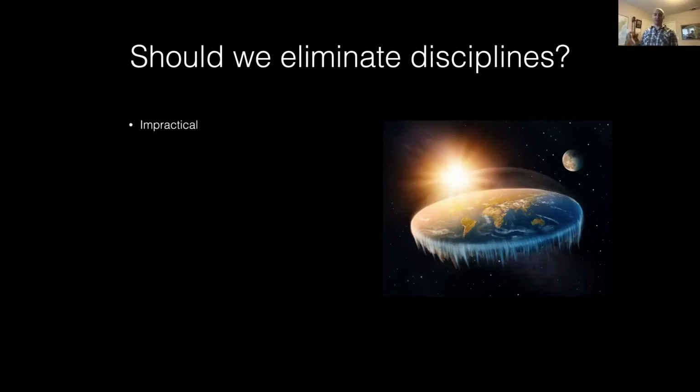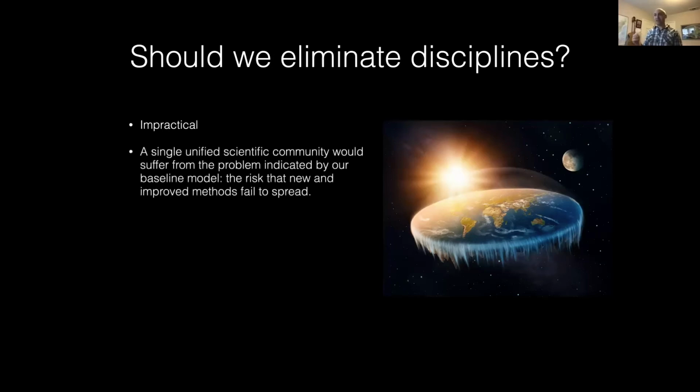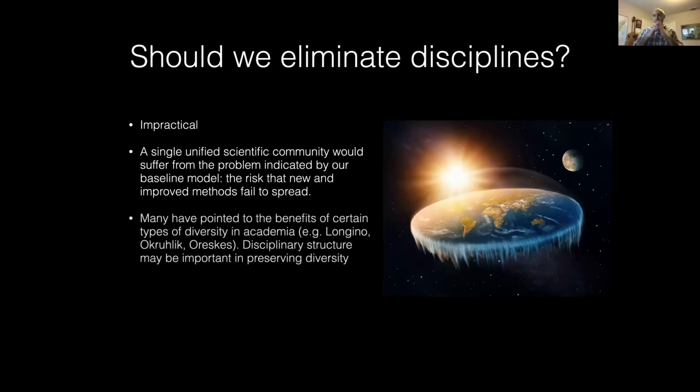One, it is just totally impractical for various organizational and funding and training purposes. But I also think that in the model, if we were all just one big community, it completely eliminates variation. And so you then revert to the single community model, which is not good. Also, a lot of people have pointed out the benefits of certain kinds of diversity, intellectual diversity, perspective diversity, in improving science, right? So a disciplinary structure may be important to maintaining that diversity.